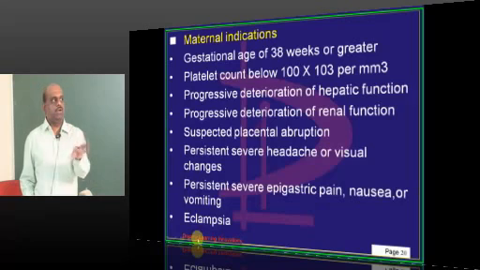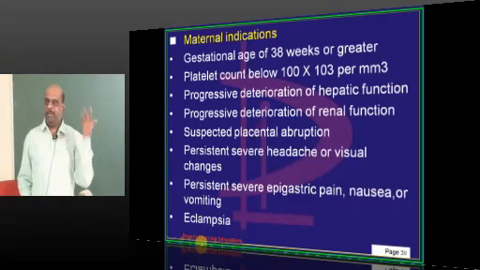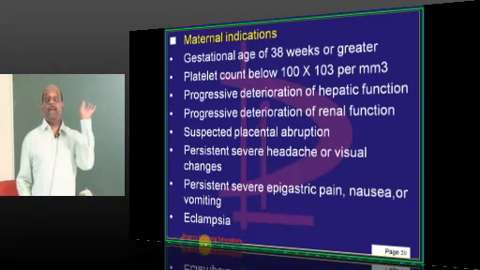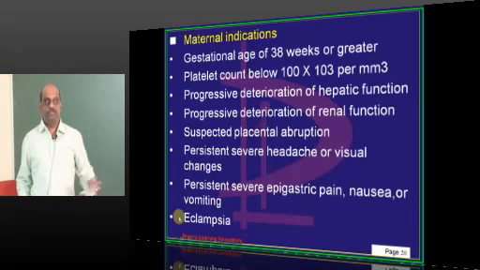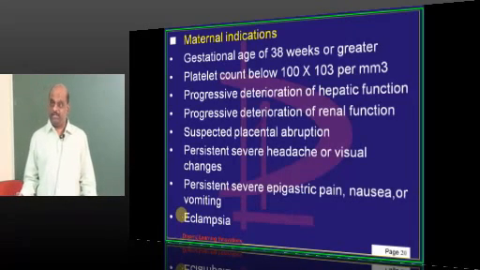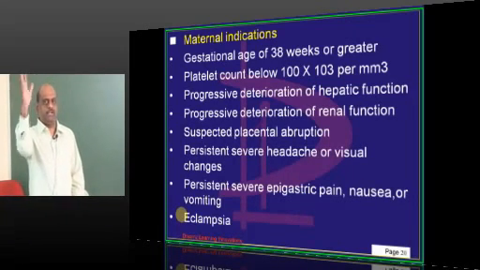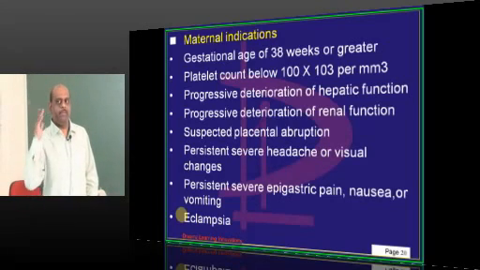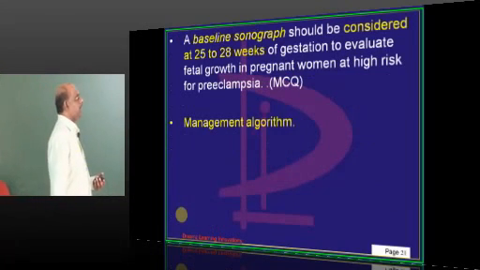In eclampsia there is no role for watching, waiting, observation and pleading for the baby. Make the baby get out, irrespective of gestational age. If seizures are there along with preeclampsia, once eclampsia develops, no role for observation. Get rid of the baby is what you need to do.